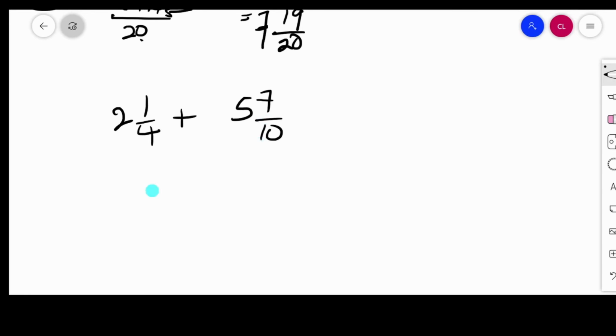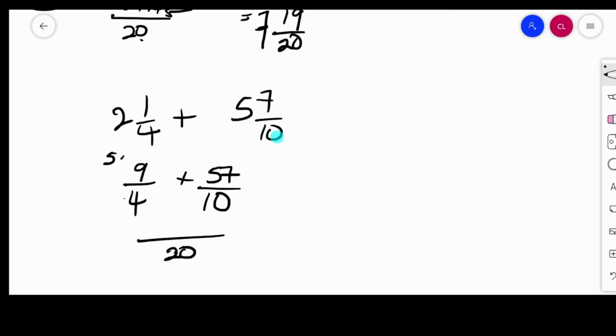So we have 2 1/4 plus 5 and 7/10, and now we're going to go to changing our mixed numbers to improper fractions. So 4 2's are 8 and 1, this would be 9 over 4, plus we have 5 here, 10, 5 50, and 7, 57 over 10. All right, now we're going to find the LCM, which would be 20. 4 into 20 would go 5 times. We multiply that by the numerator.